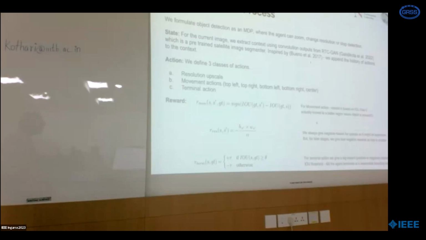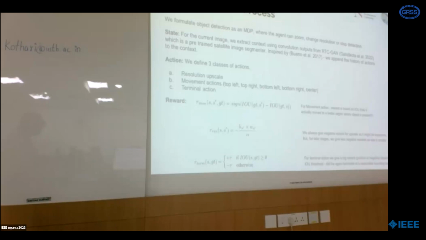Similarly, for negative reward, for upscaling, we always give a negative reward for upscaling as it might be expensive for us to process these larger resolution images. But for later stages, we give less negative rewards as the size is smaller. Therefore, the reward is based on the size or the resolution that the model is working on.